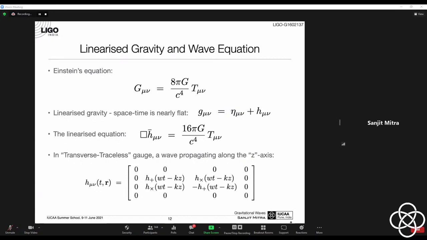Essentially, in the weak field limit, when the gravitation is weak, let's say on the surface of the Earth, Einstein's equation and Newton's equation will give you the same result. And not only on the Earth, even in stronger situations.